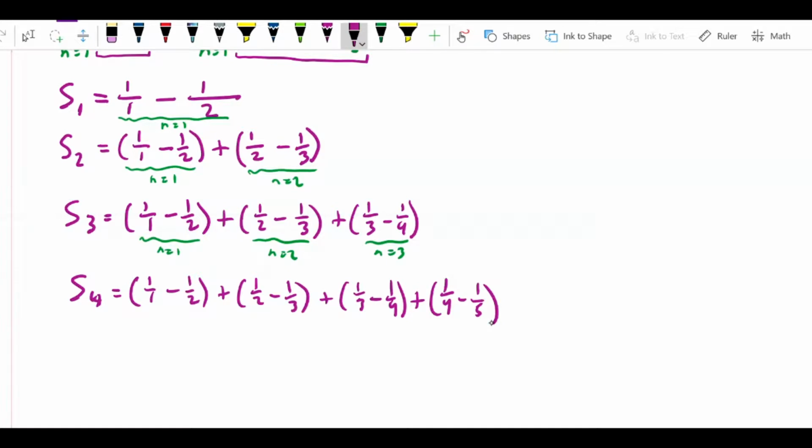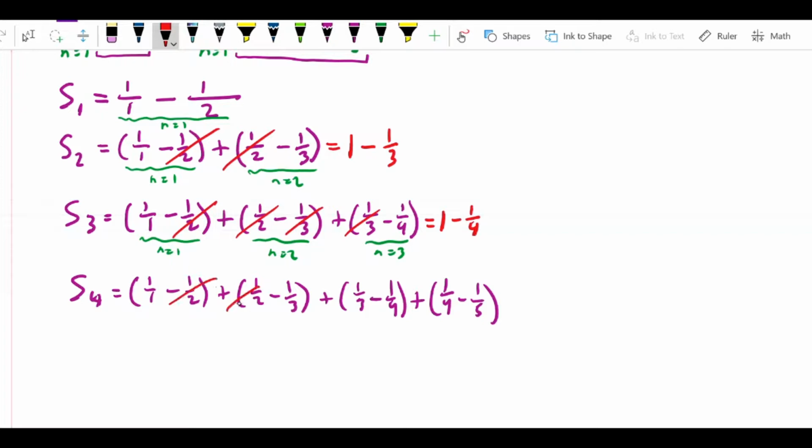What happens when you write out the terms this way is you see that if you look at S2, I have negative 1 half and positive 1 half that cancel each other out. So this entire expression just comes out to 1 over 1, which is 1 minus 1 third. For S3, I have negative 1 half and positive 1 half, and also negative 1 third and positive 1 third. So what I'm left with is 1 minus 1 fourth.